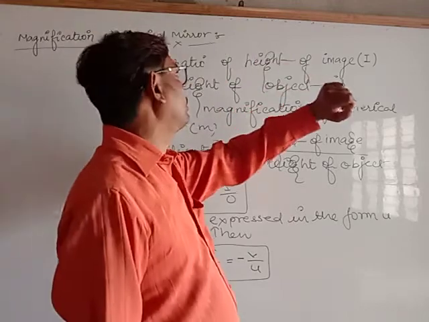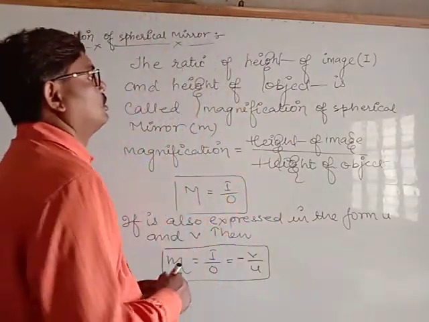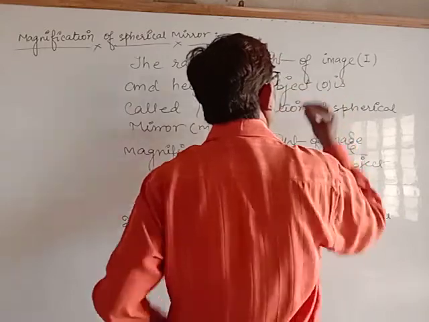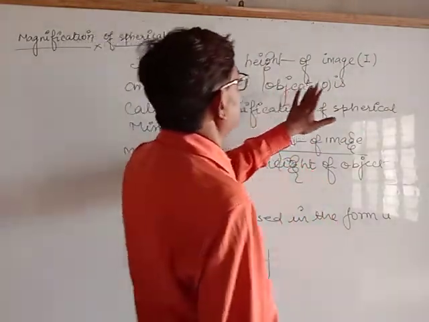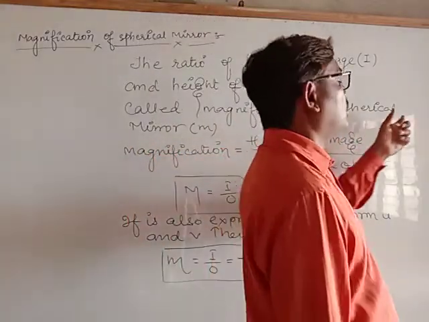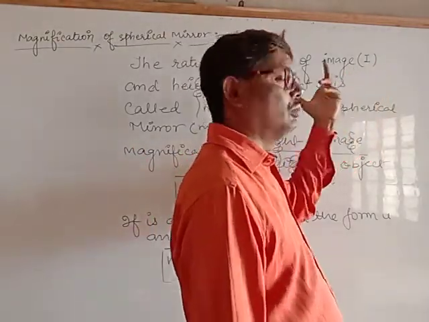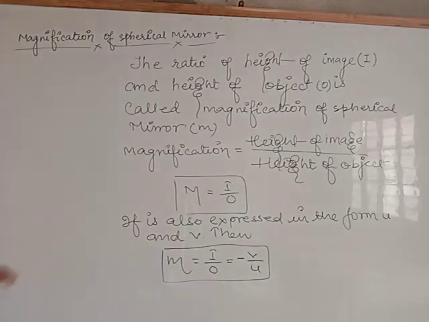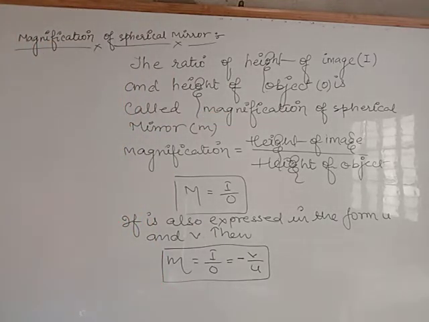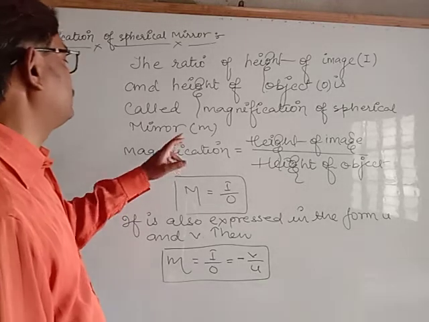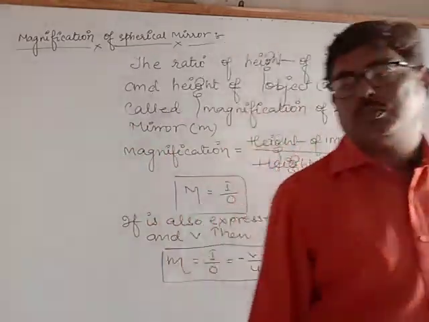Magnification of a spherical mirror. The ratio of the height of the image I and the height of the object O is called the magnification of a spherical mirror. You can use h1 and h2 in place of I and O. Magnification is equal to height of image upon height of object.